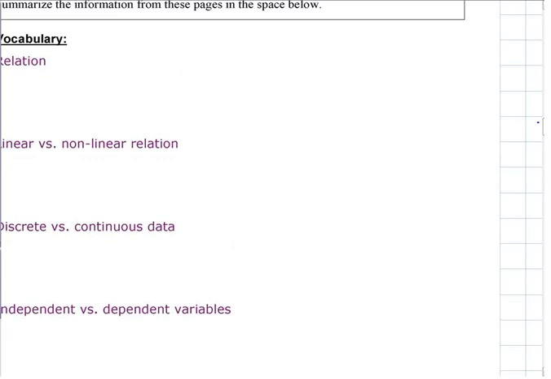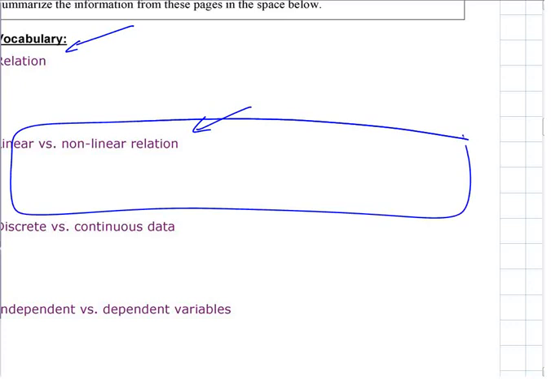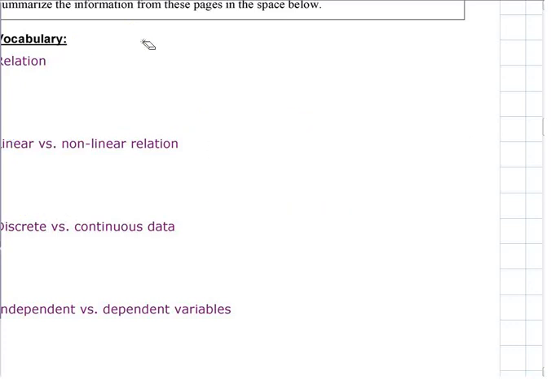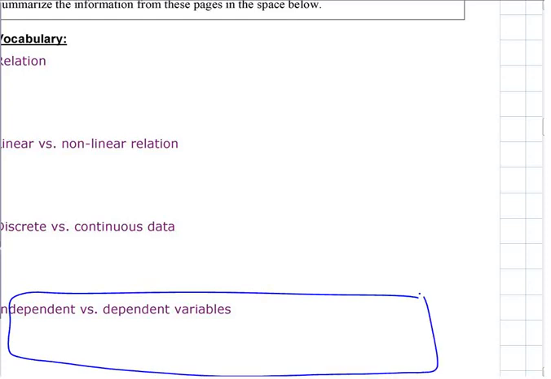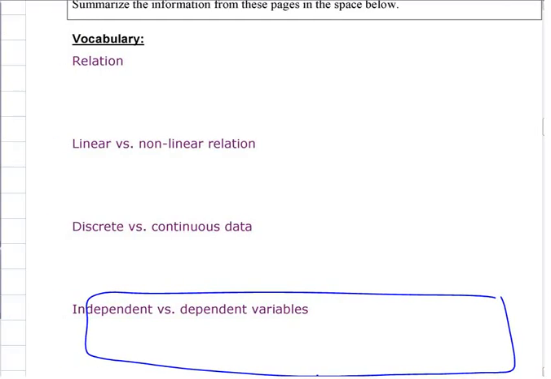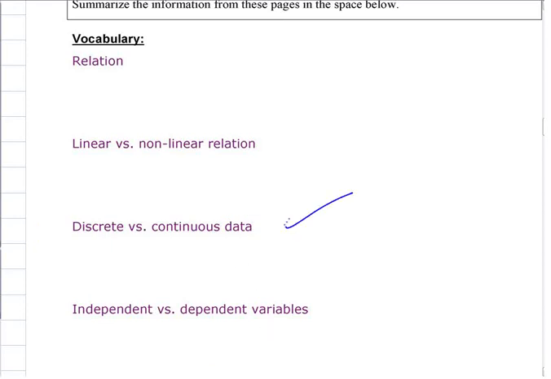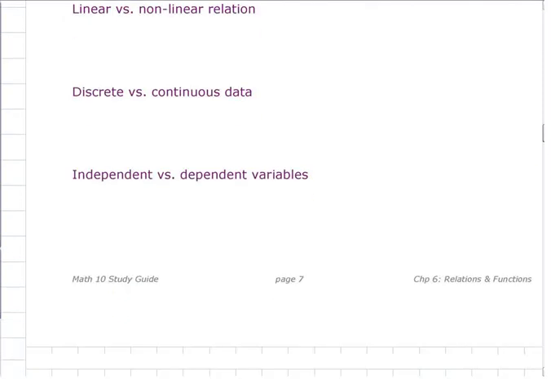This section first asks you to say, what is a relation? What is linear versus nonlinear? I'm really hoping you can answer that one without just copying what the textbook says. It'd be quicker. I'm hoping now at this point you can say what dependent versus independent variables are. If you want to look in the textbook for discrete versus continuous and put something down here, that would be good, because even if we talk about it after, that would be helpful.